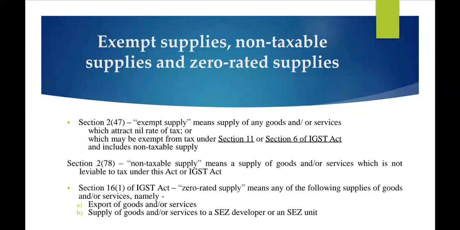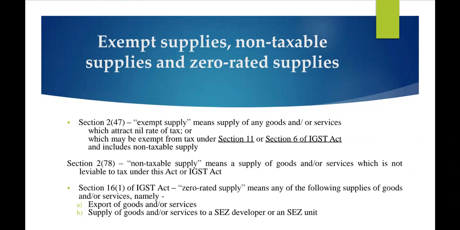The second type of supply is non-taxable supplies, right? Section 2 subsection 78 says that non-taxable supply means a supply of goods or services which is not leviable to tax under the CGST Act or the IGST Act. These are supplies on which tax is not levied at all. Whether exempted or a negligible amount of tax is paid is secondary, but no tax is paid on them. This is non-taxable supply, as per section 2 subsection 78.